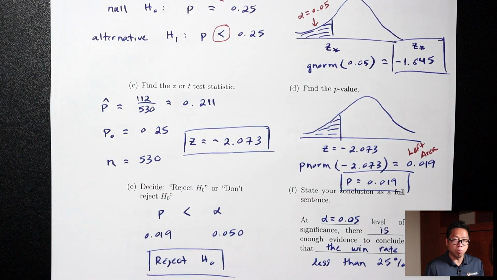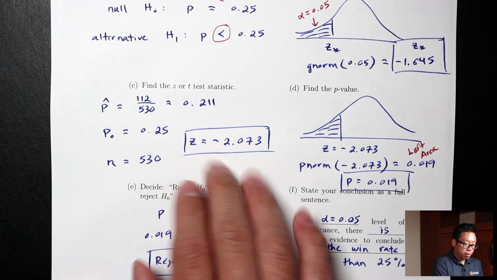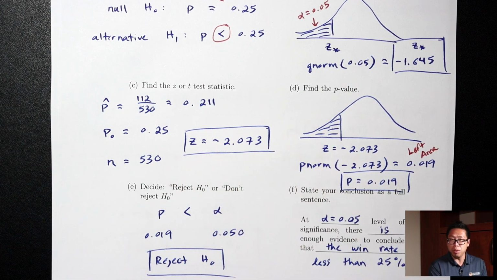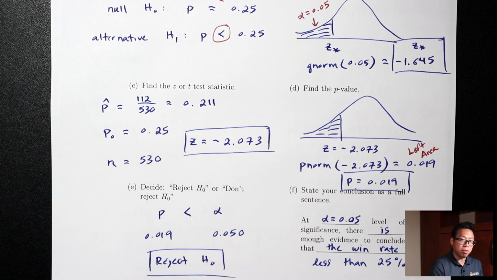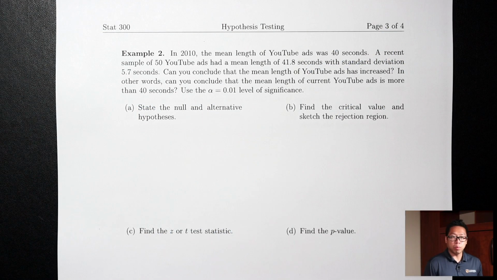And part C, you're really just finding the z-score. After you have the z-score, we do a p-norm. So C and D together is really just an x to area type question that we did when we talked about the normal distribution. Example 2.